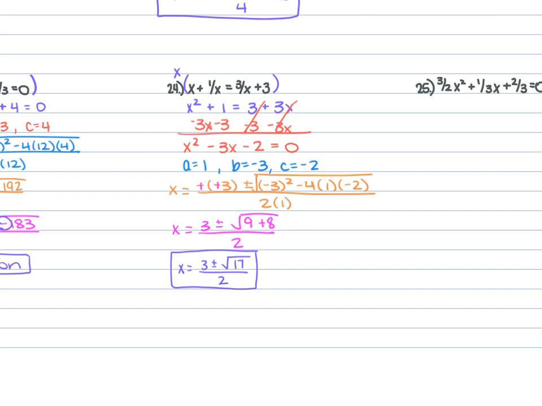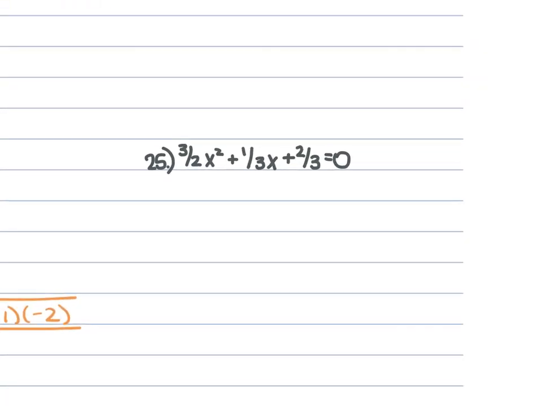For 25, we're given 3 over 2 x squared plus 1/3 x plus 2/3 is equal to 0. So we're going to multiply everything by our least common denominator, which in this case is 6 once again. So this is going to be 3 times 3 x squared, so 9x squared. The 3 and the 6 become 1 and 2, so 2 times 1 is 2x. And then the 3 and the 6 once more become a 1 and a 2, so 2 times 2 is 4 is equal to 0.